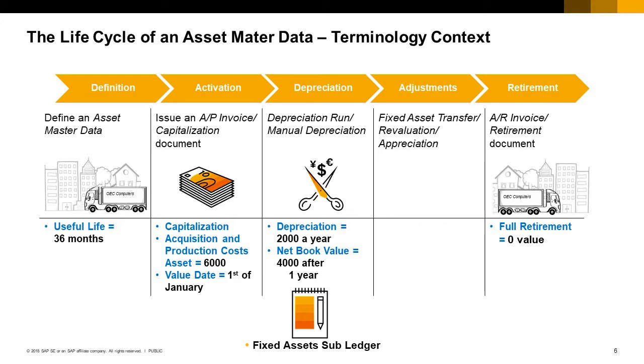The net book value is the calculated value of an asset using the historical cost of the asset minus any accumulated depreciation. So in our case, after the first year the truck's value will be $4,000.